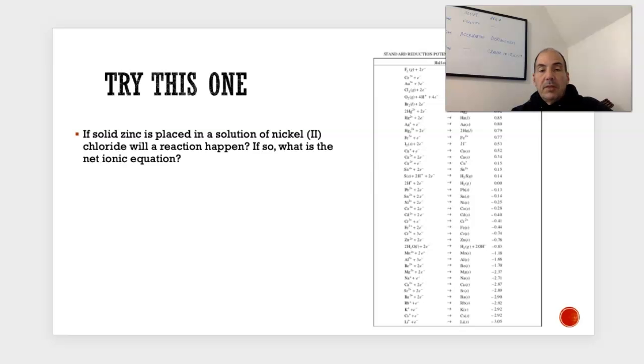So what if solid zinc is placed in a solution of nickel 2 chloride? Will a reaction happen? And if so, what is the net ionic equation? So take a moment, look at the chart there on the right, and decide if the reaction will happen, and then figure out the net ionic. I'm going to go on.